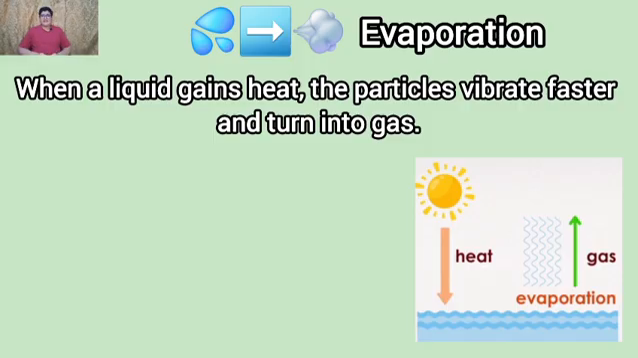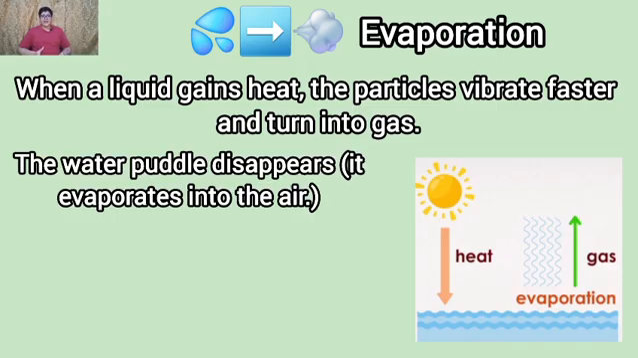If you place some water under the sun, or even when it rains, water puddles form on the road. After some time, the water puddles suddenly disappear. So why does this happen? Basically, this is evaporation. The liquid in the water puddle starts to gain heat because of the extreme sunlight, and then the particles move faster and evaporate, which means they turn into gas.